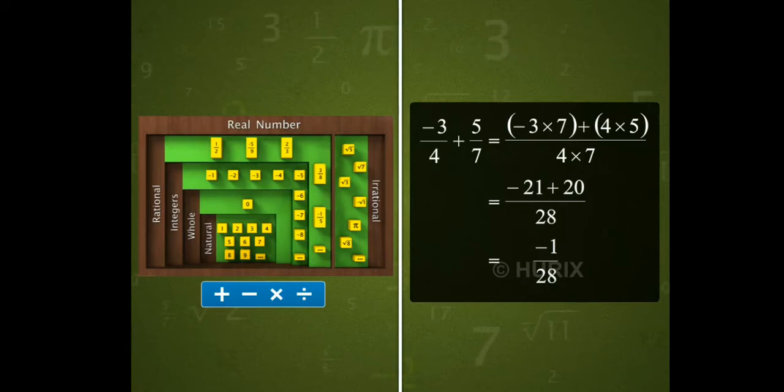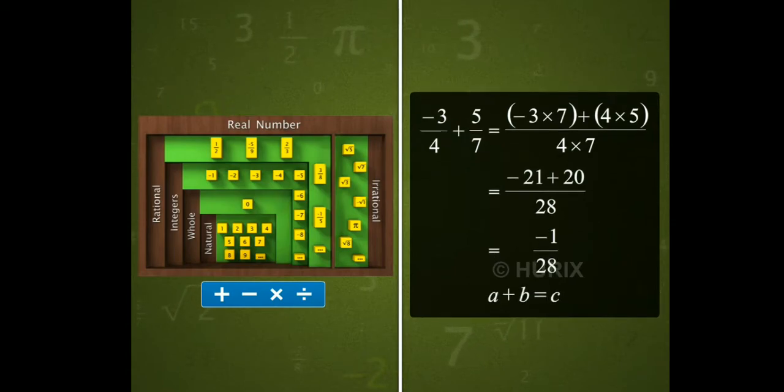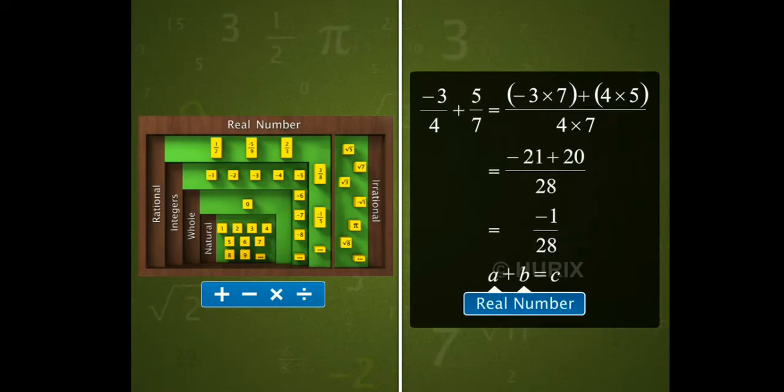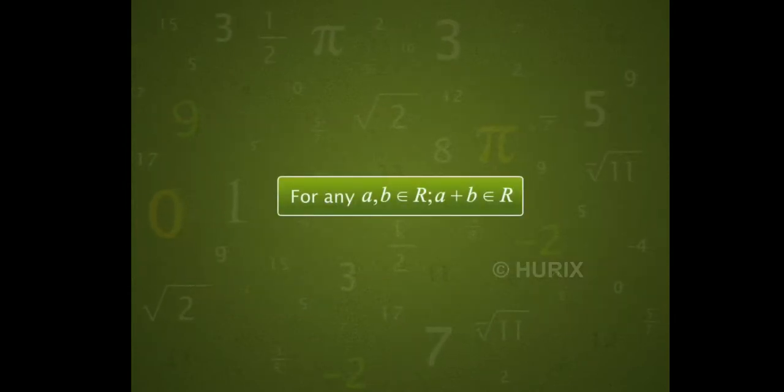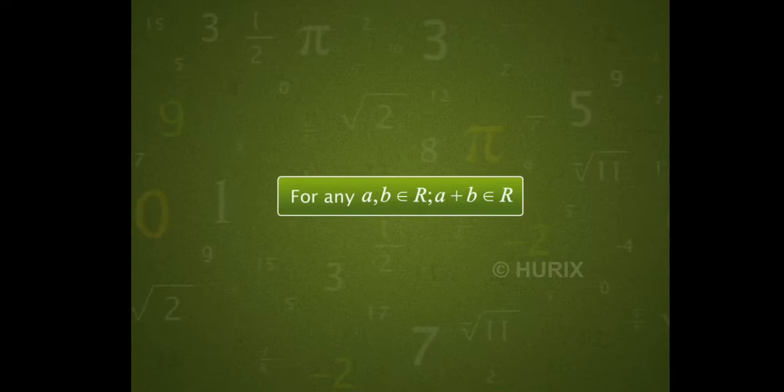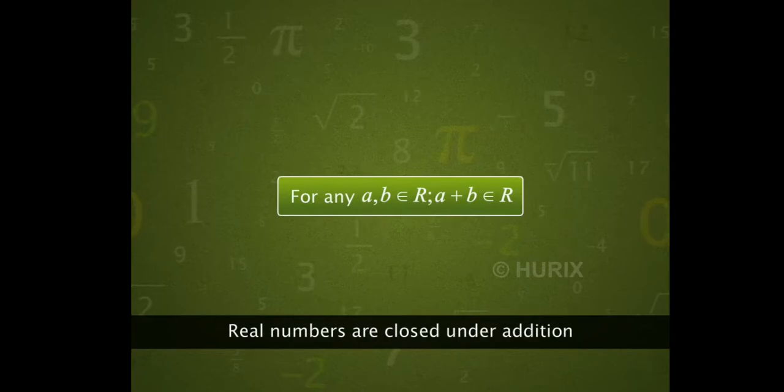Just take any other two numbers and check. Hence, we can conclude that adding any two real numbers gives a real number. Since adding any two real numbers always results in a real number, we can say that real numbers are closed under the operation addition.